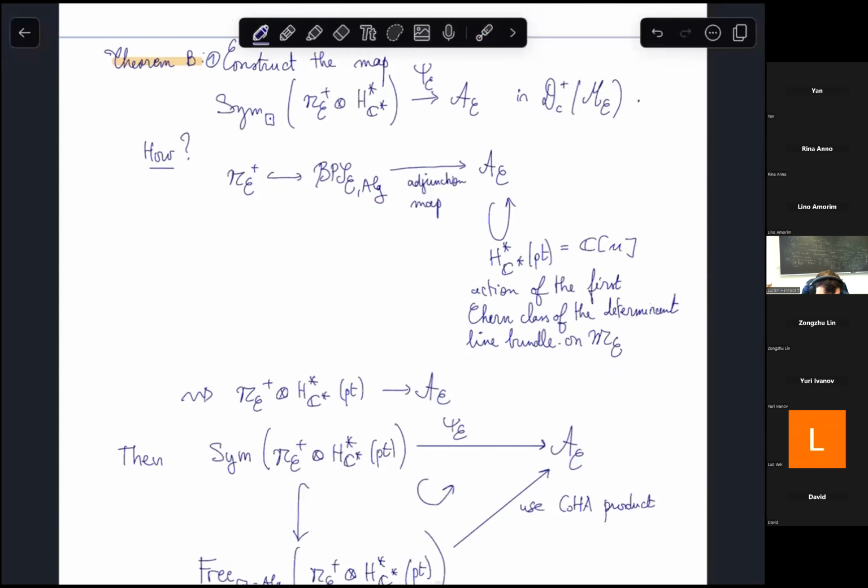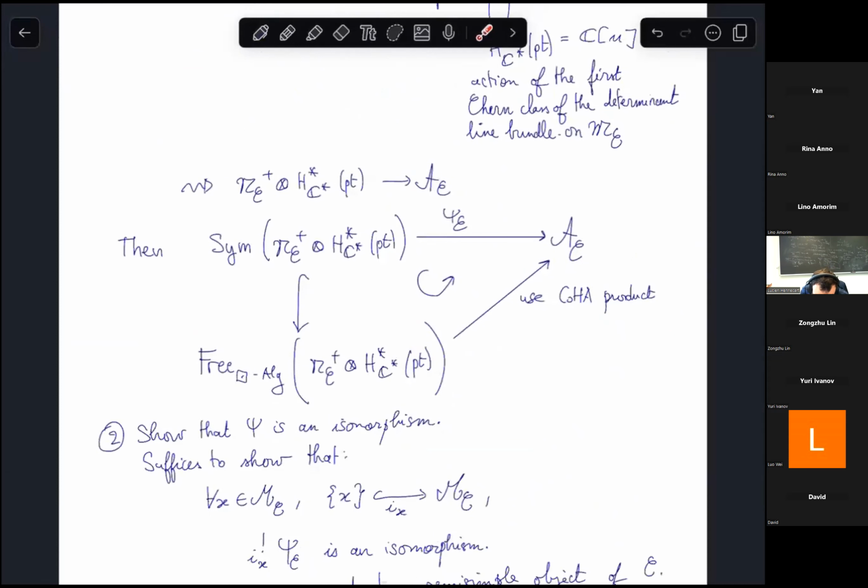So if you combine this inclusion with this action, you get a map from the tensor product of the Lie algebra and the C-star equivariant cohomology of the point to the sheafified cohomological Hall algebra. Then you can naturally extend this map to the symmetric power, using first the embedding of the symmetric power inside the free tensor algebra of this object, and then using the canonical map given by CoHA multiplication to the sheafified cohomological Hall algebra.